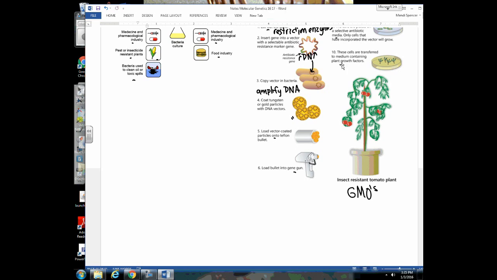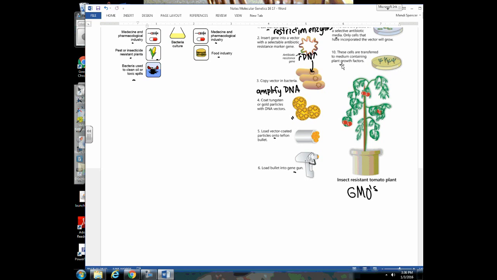Maybe it's resistant to insects. So that gene codes for a protein that the insects find distasteful, so they will not chew on the plant and kill the plant. Or maybe we introduced a gene that codes for herbicide resistance. So we can spray our garden and the weeds are going to die, but our tomato plants aren't, because that herbicide is not effective against them because of this new gene that they acquired.